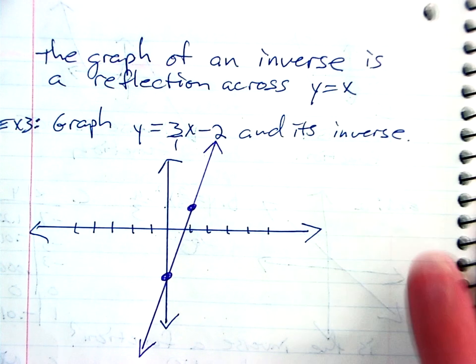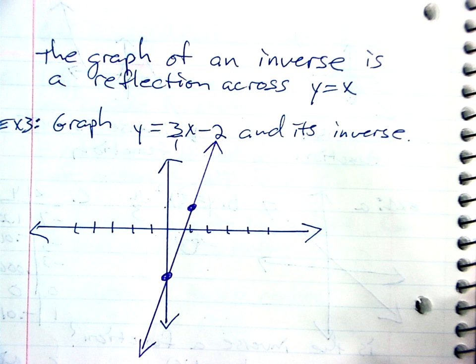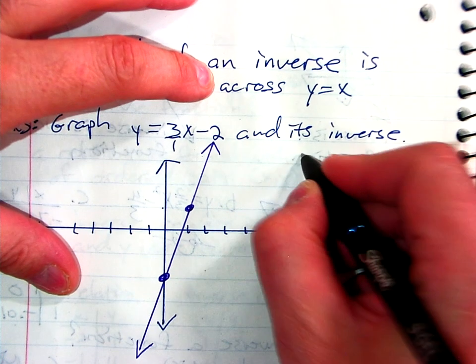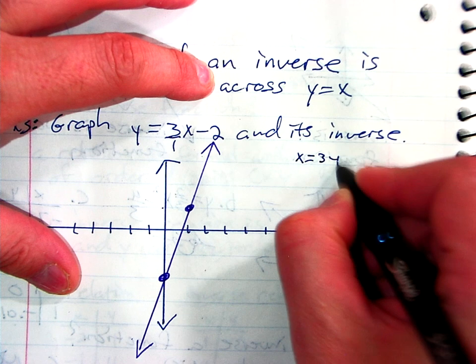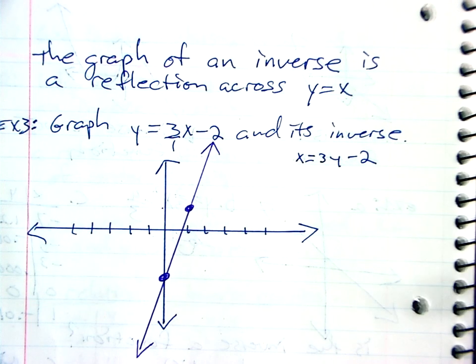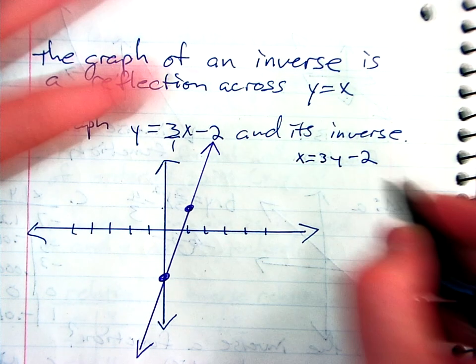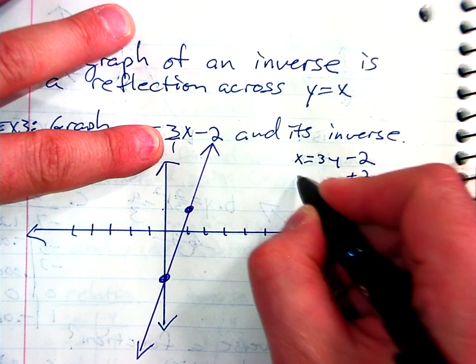All right, congratulations. You just graphed y equals 3x minus 2. Now we need to graph the inverse. What was our two-step procedure for finding the inverse? Swap x and y. So we have x equals 3y minus 2. And now what do we have to do? Solve for y. So add 2, add 2.